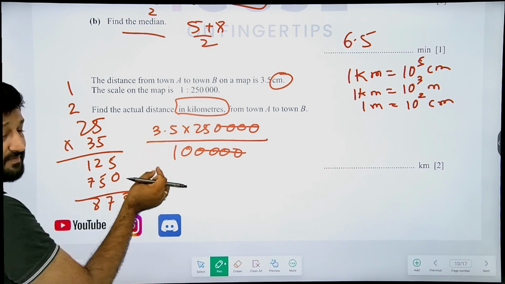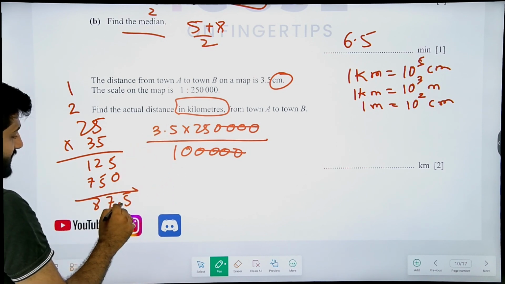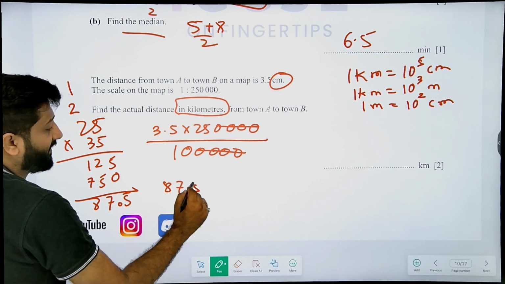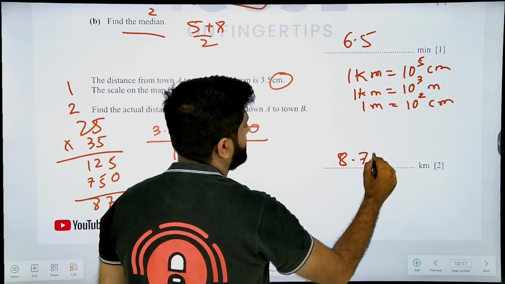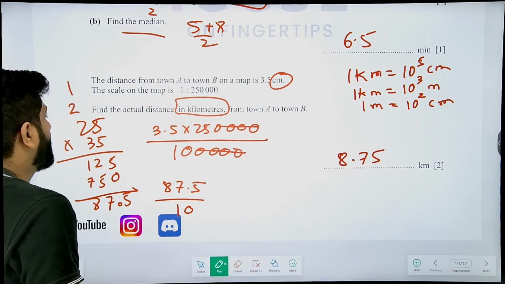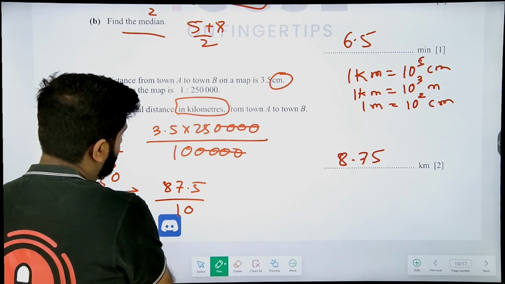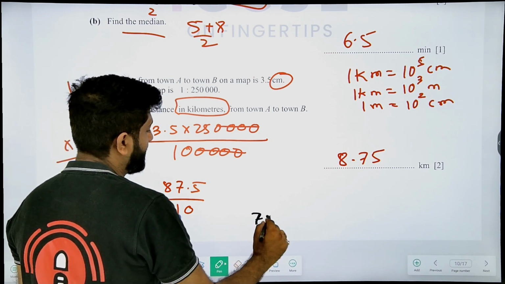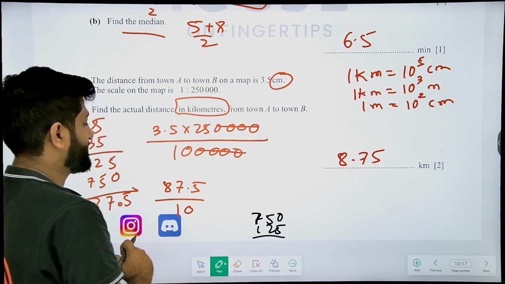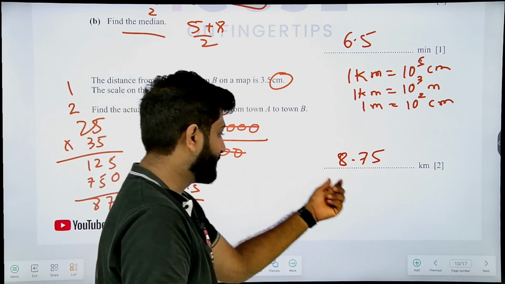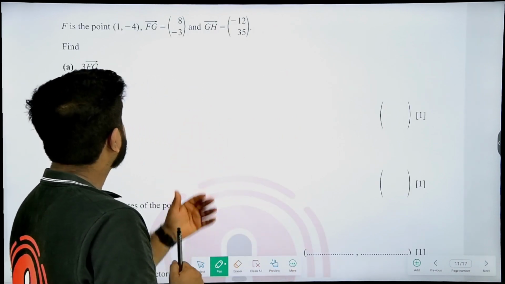So this is, guys, nothing but I have a decimal over here, right? So this is 87.5. Again, that is going to be divided by 8. So the answer is going to be 8.75 kilometers. I don't think I have made any mistake. So 750 into 3 is 125, so 875. Yes, that is the correct answer. Yes, 8.75 kilometers. Next question.